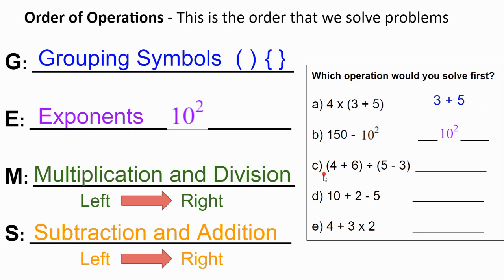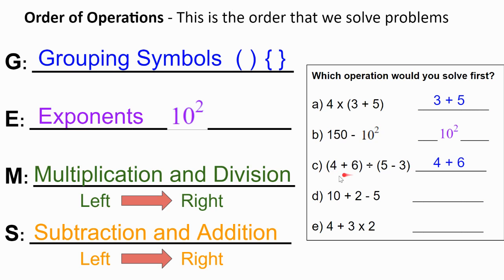Let's move on to problem C. We have 4 plus 6 in parentheses divided by 5 minus 3. Let's start, see if there's any grouping symbols. We can see in problem C, there are 2 sets of grouping symbols. Since there are 2 sets of grouping symbols, we're going to do the one that comes first, or all the way to the left, which is 4 plus 6.